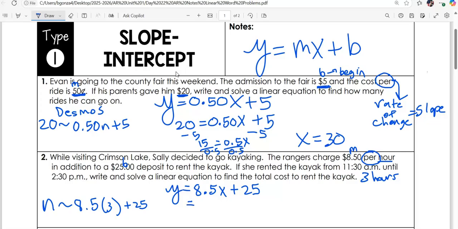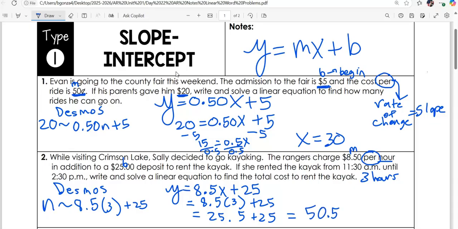Okay, you can type it into Desmos like this. You'll get your answer. Does everyone remember this trick? Or you can just do the math. What is 8.5 times 3 plus 25? 25.5 plus 25? Is it 50.5? Yes. 50.5 what? Total cost. So this has got to be in money, dollars. That's $50 and 50 cents. Okay.